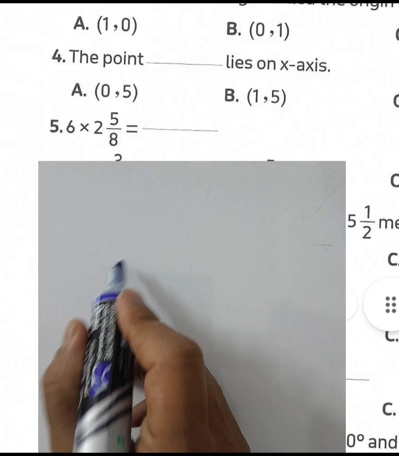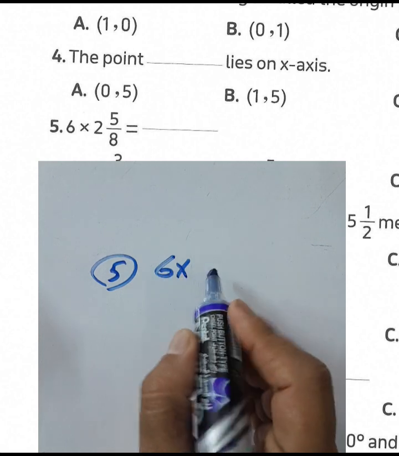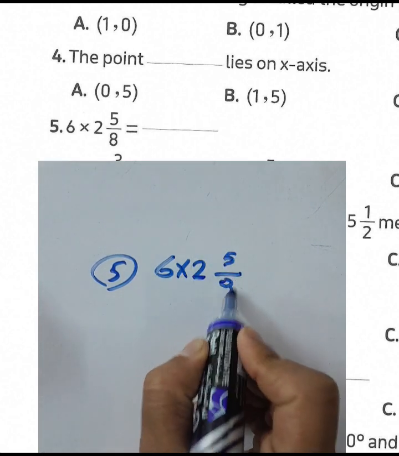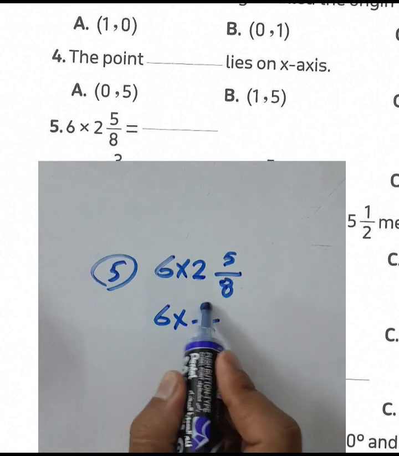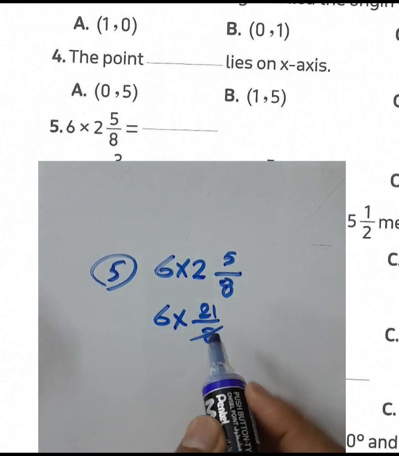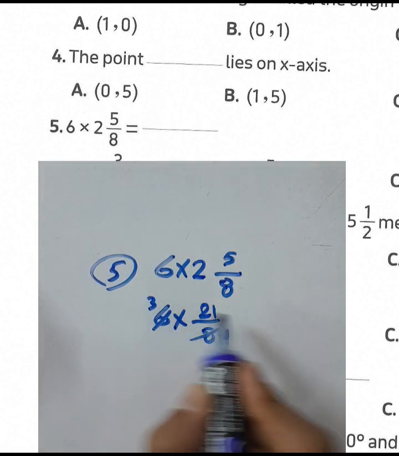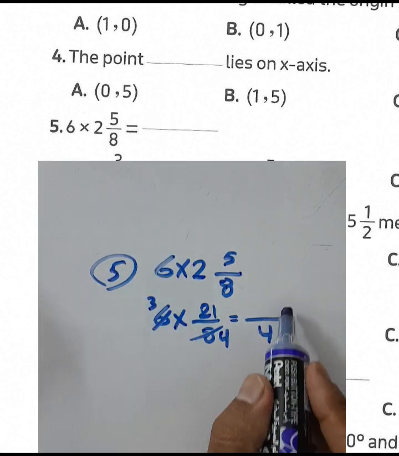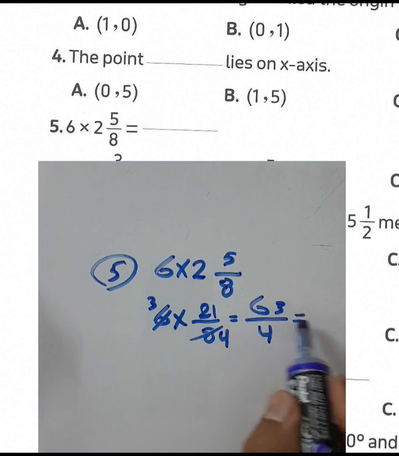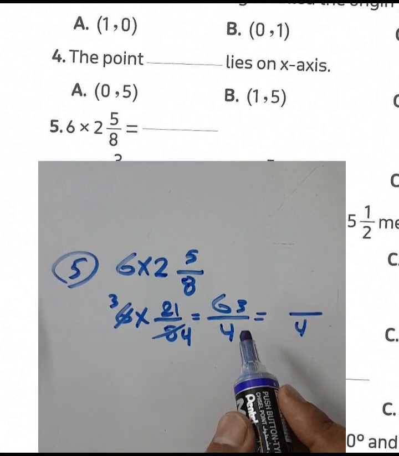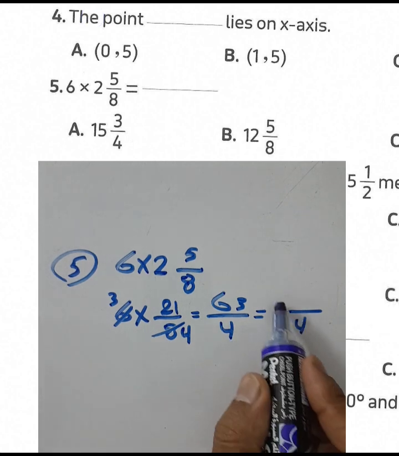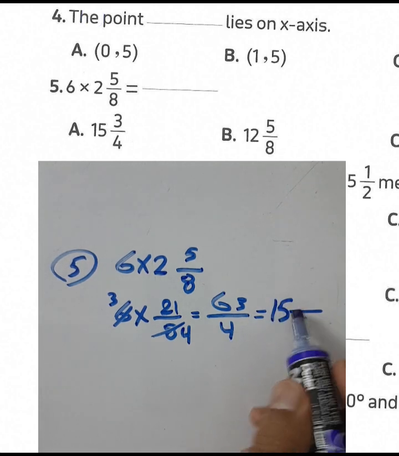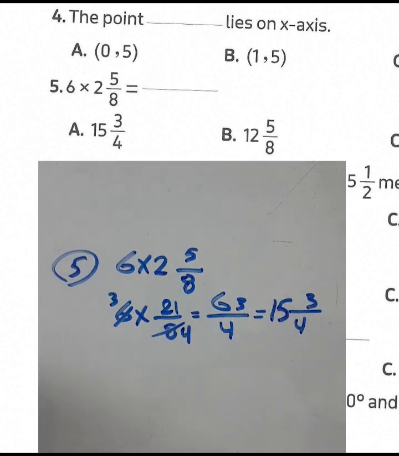Next question. Number 5. 6 multiplied by 2 and 5 over 8. Here 8: 2 times 8 equals 16, 16 plus 5 equals 21. 8 divided by 2 equals 4. 6 divided by 2 equals 3. And 3 times 1 equals 3, 3 times 2 equals 6. And then you can convert this number from improper to mixed number. 63 divided by 4 equals what? We know 4 times 15 equals 60. 60 plus 3 equals 63.